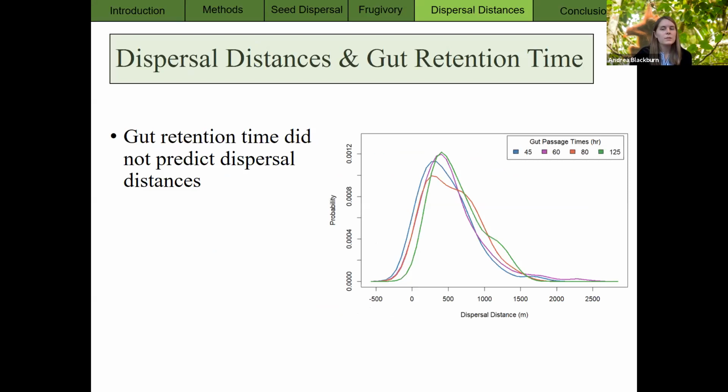So surprisingly, gut retention time was not a predictor of dispersal distance. Across all 4 gut retention times, dispersal distances remain similar. So while the shortest mean dispersal distance from the chart I just showed you was at a gut retention time of 45 hours, and the longest mean dispersal distances were at the 125-hour gut retention time, there was not a statistically significant difference. And the plot here shows the density curves for dispersal distances for each of the 4 gut retention times. And you can see that the curves are almost identical.